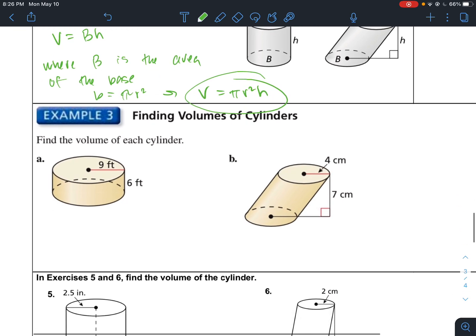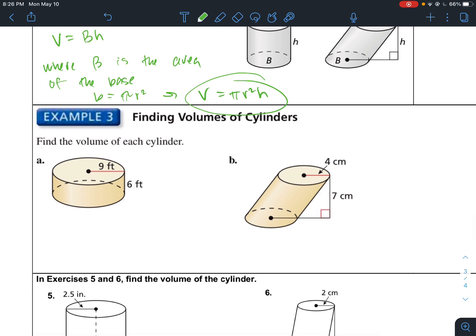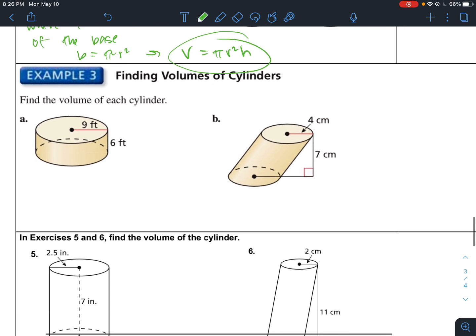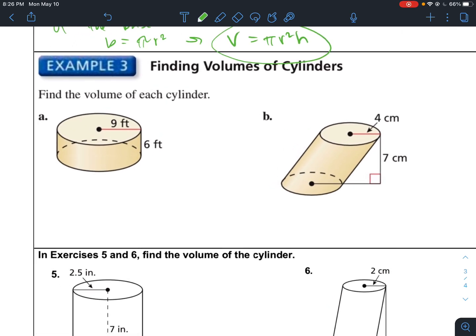So it's still the same concept. We're still taking the area of the base and multiplying it by its height. Okay, so let's go ahead and try a couple of these examples right here. Find the volume of each cylinder. The base has a radius of 9, so let's find the base. The base would be equal to pi times 9 squared, which is going to be 81 pi.